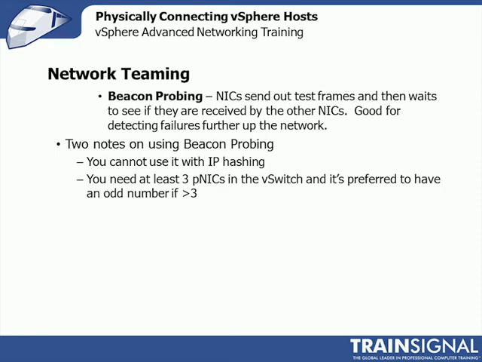So the thought here is, if I've only got two NICs and each one sends out a test frame and neither of them sees the other one, which NIC is bad? Which one has lost connectivity? We don't know. So you really need an odd number. If you have three and they all send out frames and two get the other two's frames and nobody sees the third NIC's frames, guess who's bad? The third NIC. So then we can mark it as failed or an upstream failure, and NIC 1 and NIC 2 continue to function. So you need at least three NICs in the vSwitch for this to work.